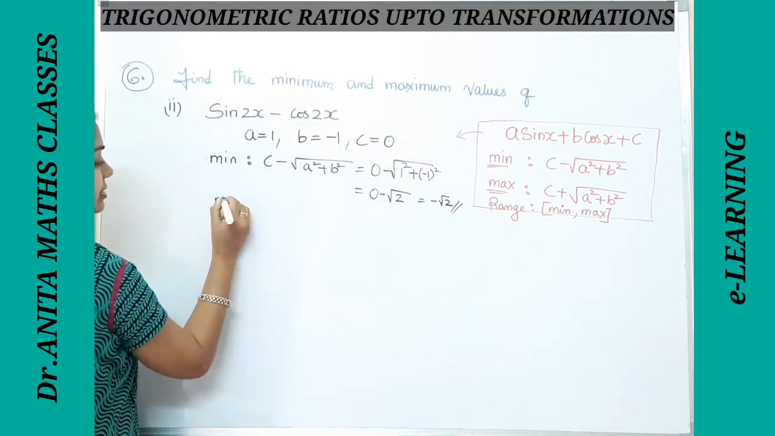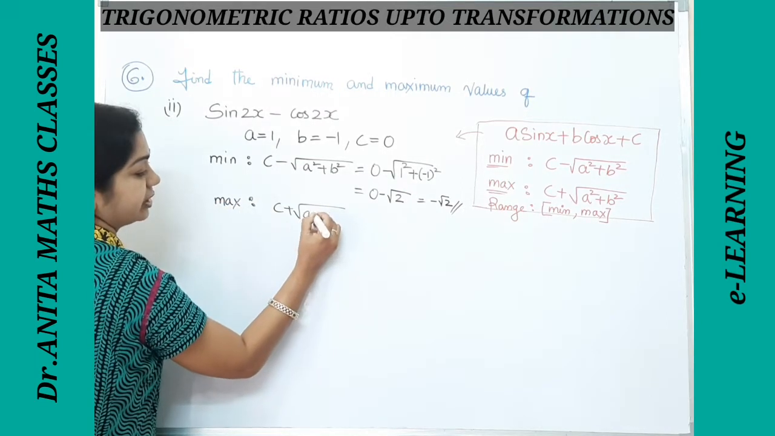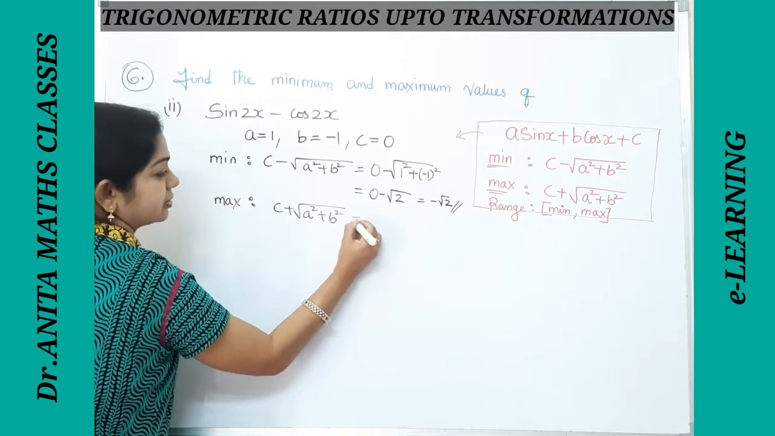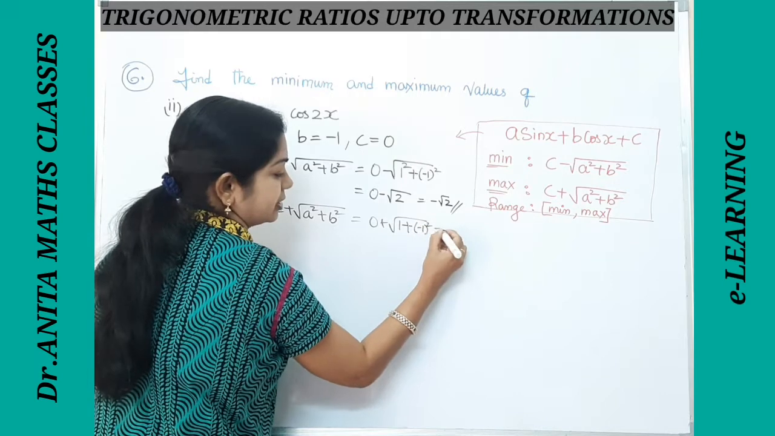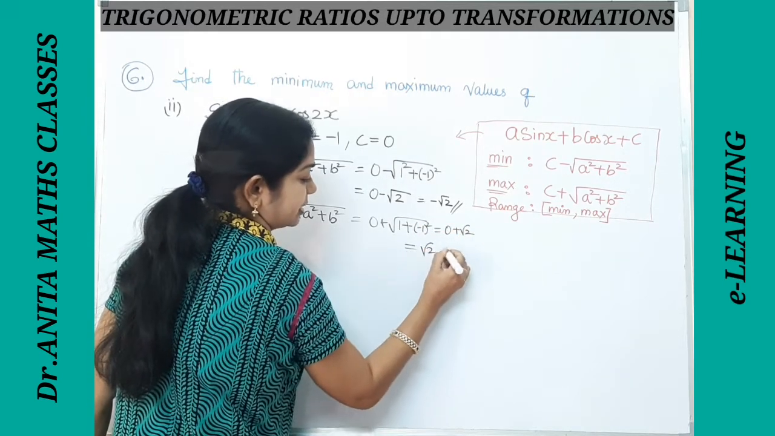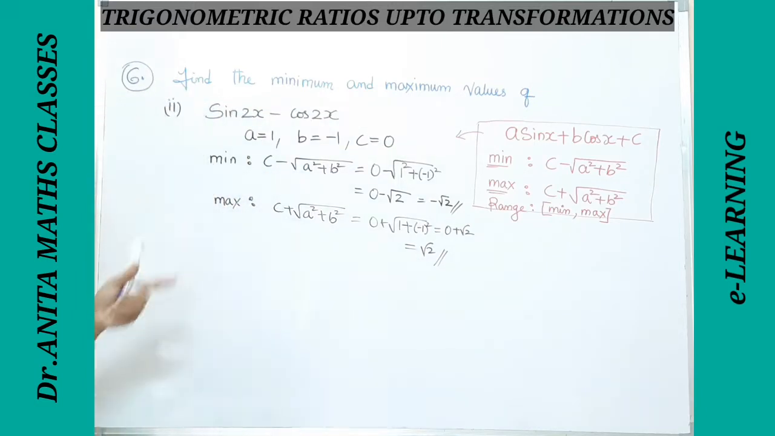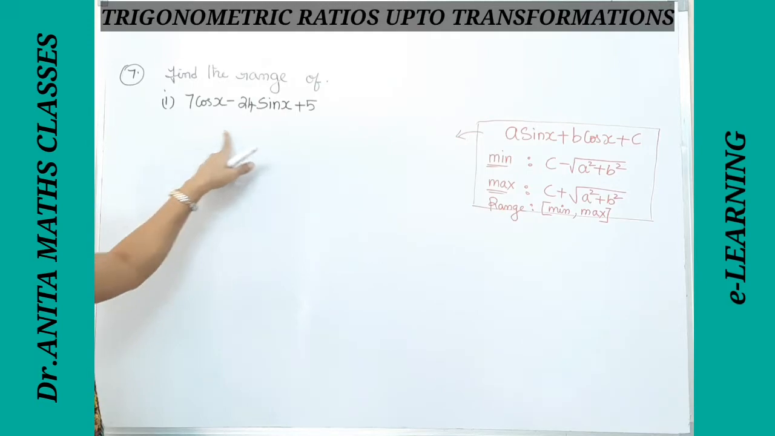Whereas the maximum value is c plus under root of a square plus b square. So again 0 plus under root of 1 plus minus 1 whole square. So 0 plus root 2. So that is simply plus root 2 is the maximum value. Please note it down.